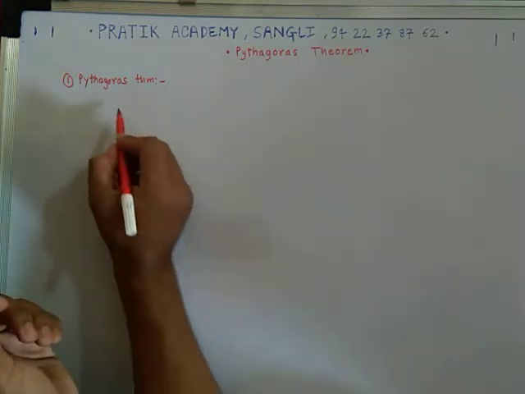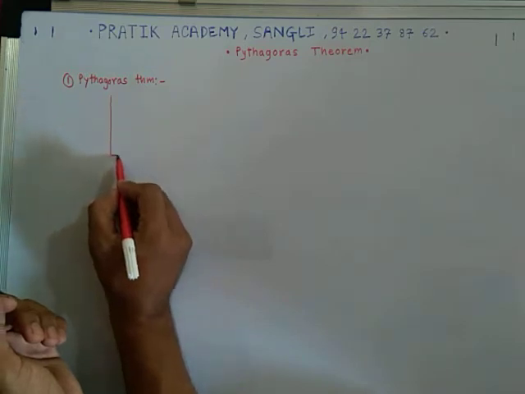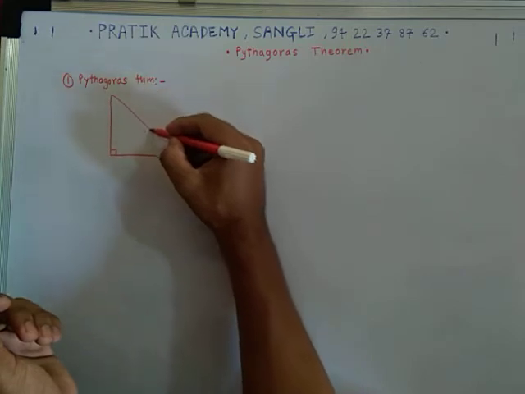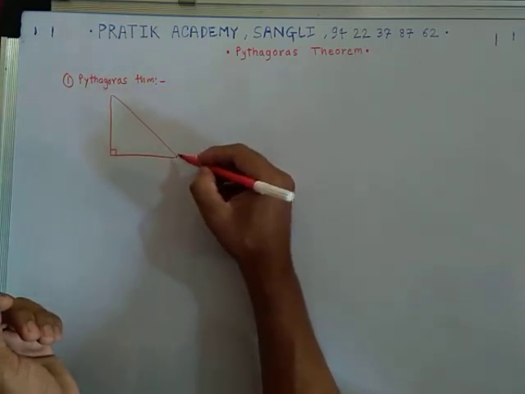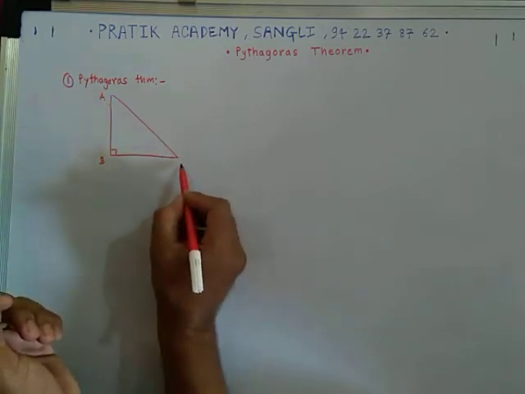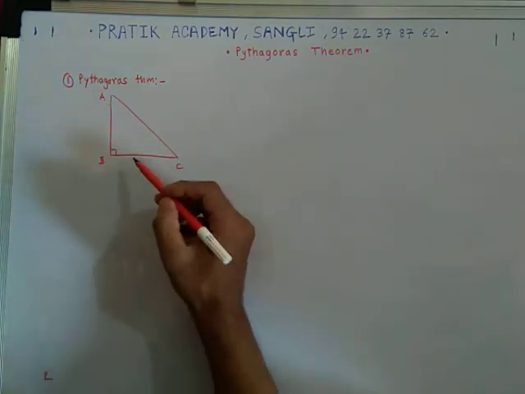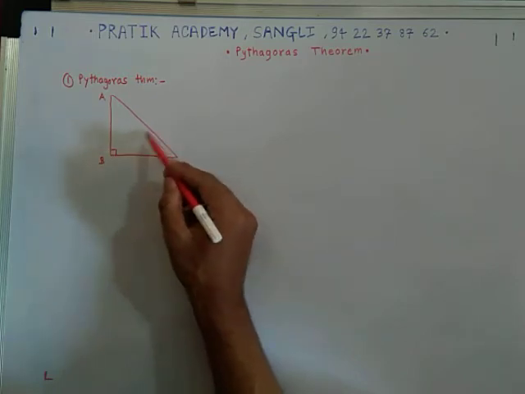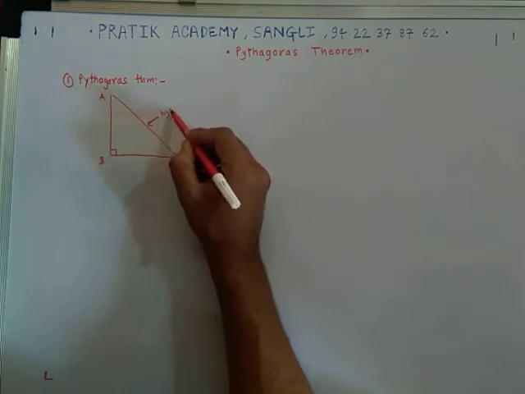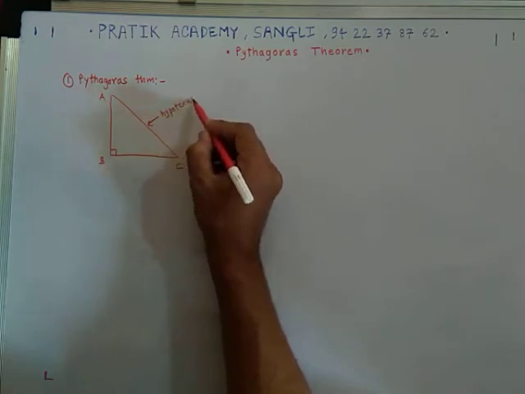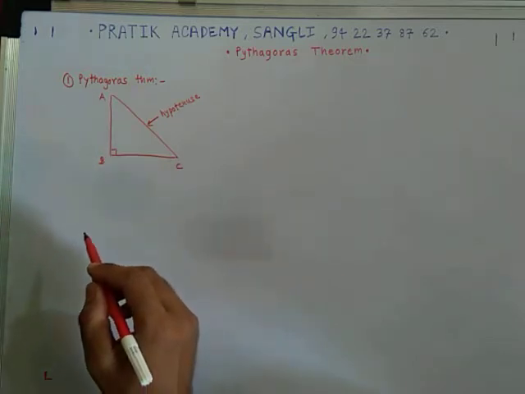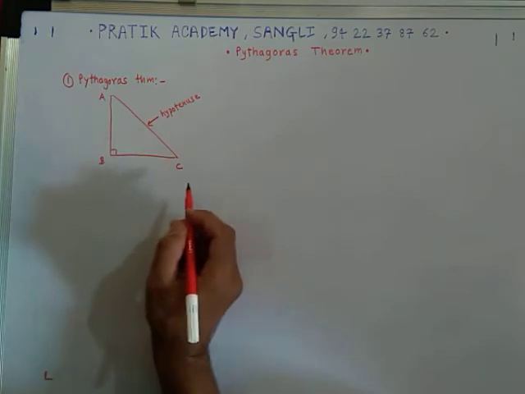So what is the theorem? In a right angle triangle, so we require one right angle triangle. The triangle in which one angle is 90 degree is called a right angle triangle. The side opposite to 90 degree or right angle is called the hypotenuse. And these are the two remaining sides of the triangle. Then what is Pythagoras theorem?